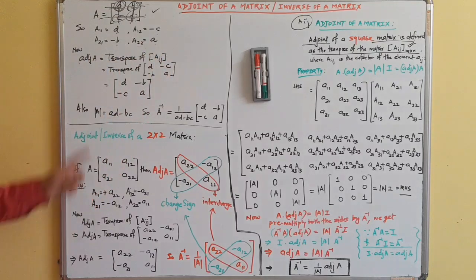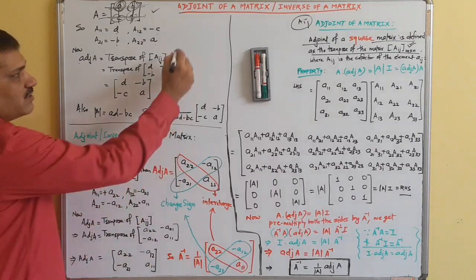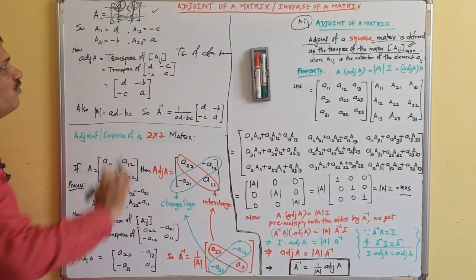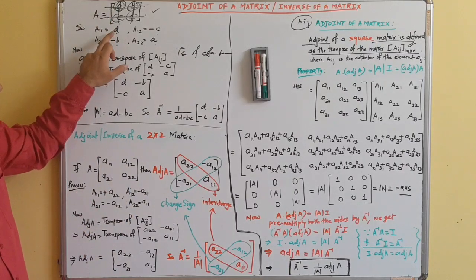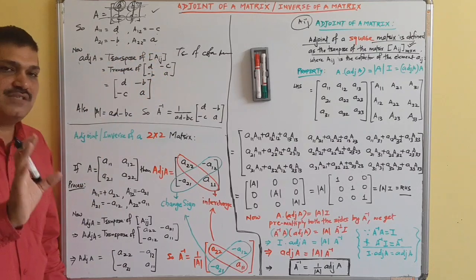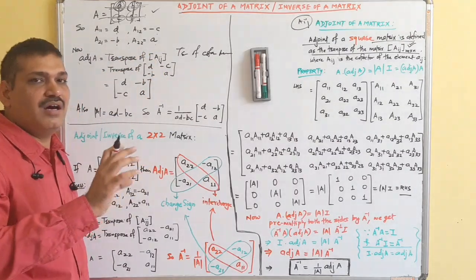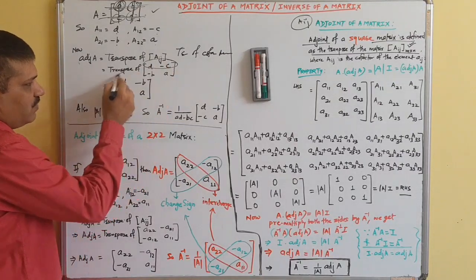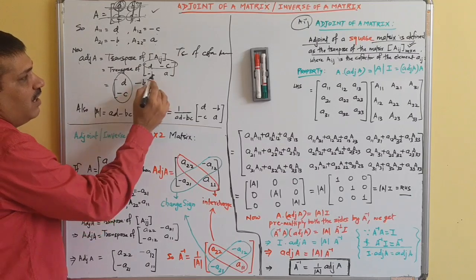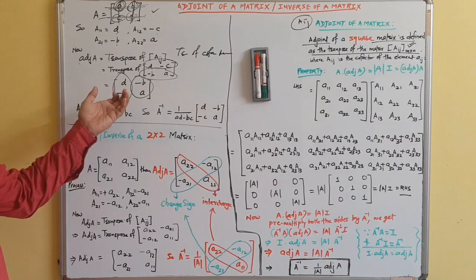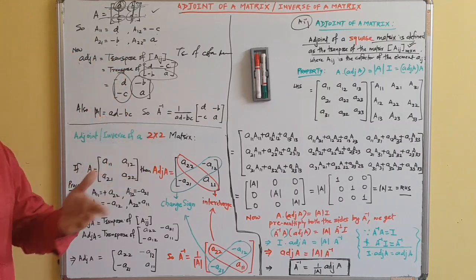Now the adjoint is the transpose of the cofactor matrix. So we write the cofactor matrix. The corresponding cofactors will be written as d, minus c, minus b, a. Now we take the transpose. Transpose is not about rotating but about interchanging the rows and columns. So the first row becomes the first column, that is d, minus c, and the second row becomes the second column. This is how we find the adjoint of a matrix.